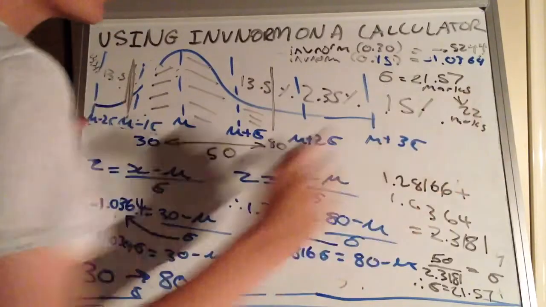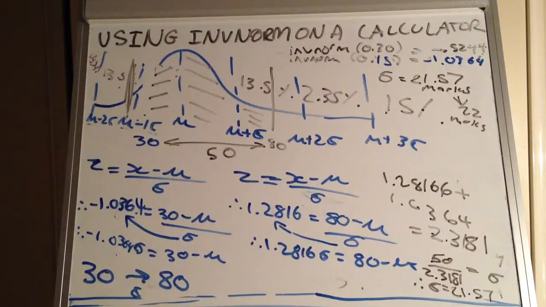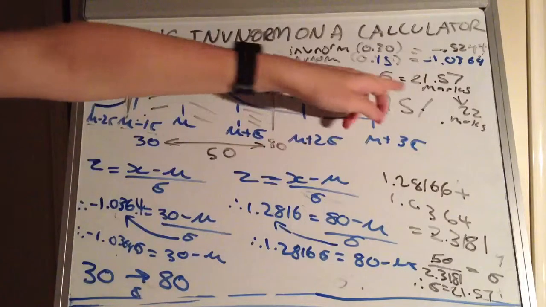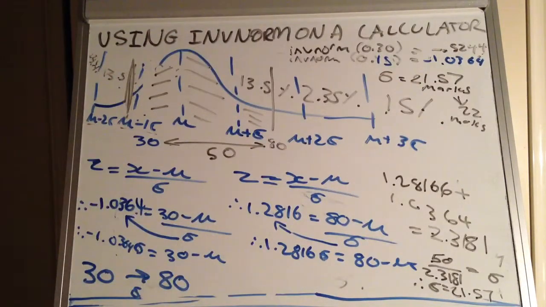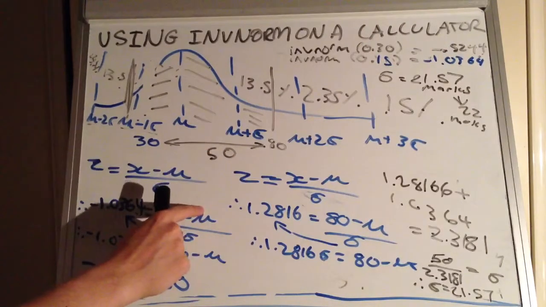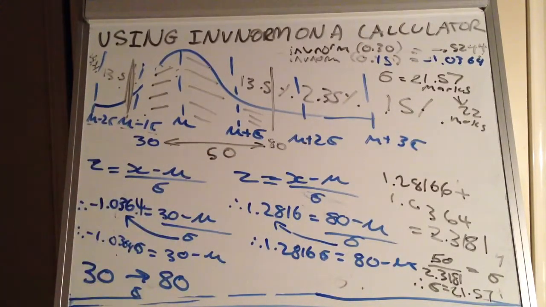Or we could just say it's close to 22 marks. Again, it depends on the context. Whether people can get 0.57 of a mark or not is up for debate. In this case, I would just say sigma's 22. But again, we still need to use that reasonably precise value in order to calculate our mean. How do we do that? We just take one of these formulae and plug in sigma, and now we only have one unknown, so we can calculate for that unknown.